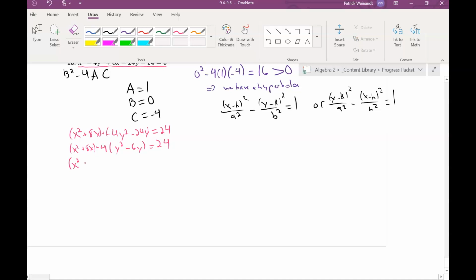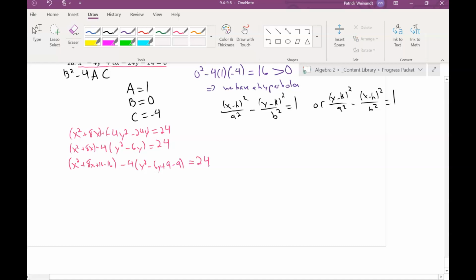We go x squared plus 8x. And then divide that by 2, that's 4. 4 squared is plus 16 minus 16. Okay, that's all in this parenthesis. Minus 4 times y squared minus 6y. And then divide this by 2, which is negative 3. Negative 3 squared is 9, so both add and subtract that 9.